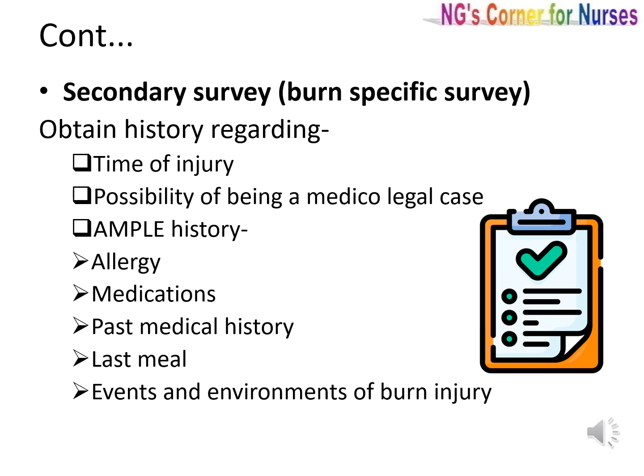Next, coming to the secondary survey, it is a burn specific survey. We will obtain history regarding the time of injury, possibility of being a medico-legal case like abuse or not, then the AMPLE history. We all know what is AMPLE history. A for allergic history, M for medication history, P for past medical history, L for last meal when the patient has taken, and E for events and environment of burn injury, like how this burn injury occurred and did it occur in a closed space or an open space.